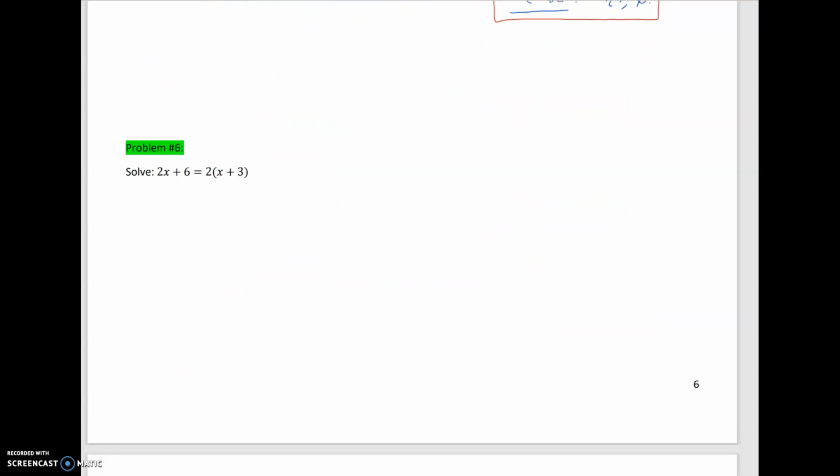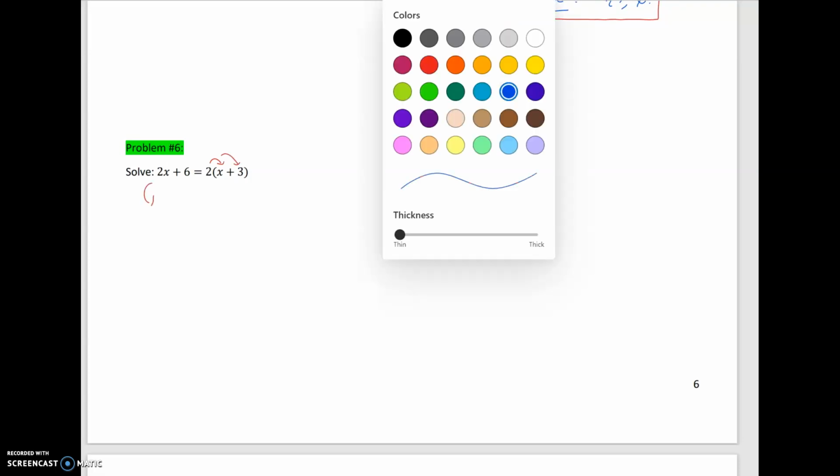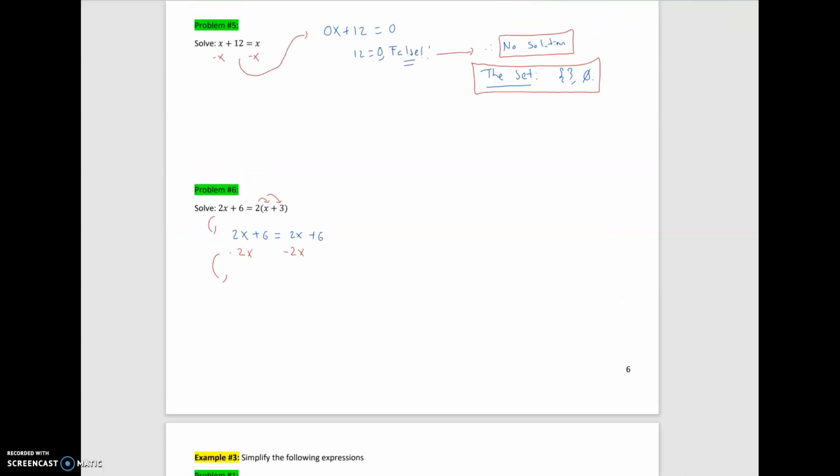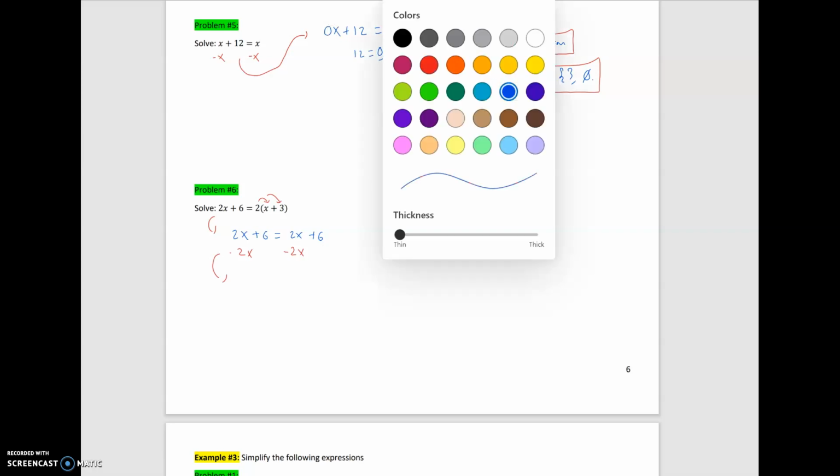Let's take a look at problem 6. In problem 6, it's also similar to problem 5, but we're looking at 2x plus 6. This is equal to 2x plus 6. And observe what happens once we try to place the x's on one side. In this case, as you subtract the x's, and I'm not going to rewrite it as a 0x like we did with the other problem, I'm just going to cancel them out.